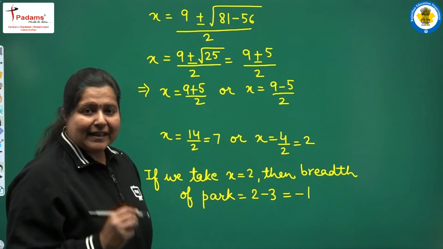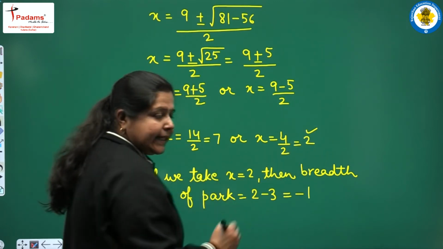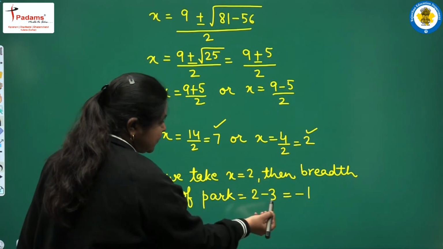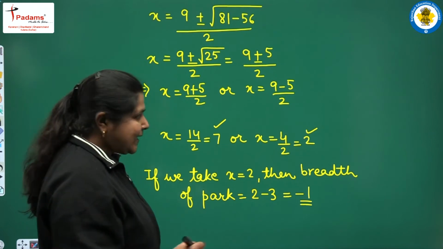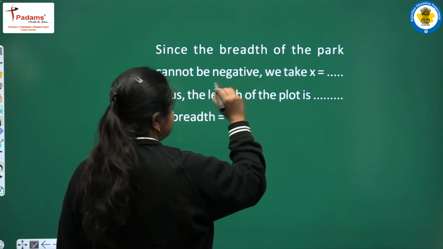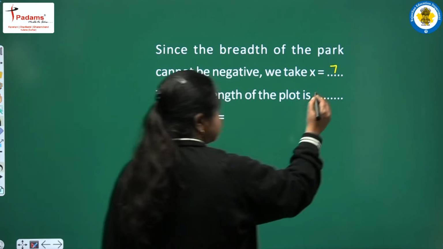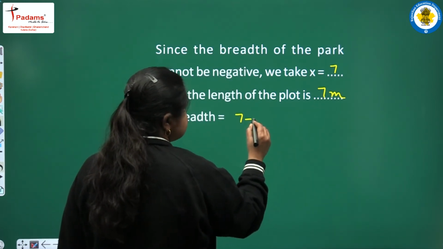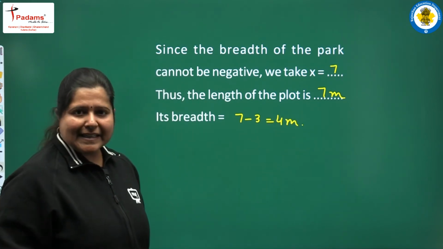But is this possible? Breadth तो नेगेटिव नहीं हो सकती है, तो यहाँ हम x की ये वैल्यू 2 नहीं लेंगे, हम लेंगे x की वैल्यू 7, क्योंकि अगर हम x माइनस 3 करें तो हमें एक नेगेटिव वैल्यू मिल रही है और ये तो ब्रेड्थ है, ब्रेड्थ नेगेटिव नहीं हो सकती, इसलिए we will be taking x equal to 7. So we write here, since the breadth of the park cannot be negative, we take x equal to 7. Thus the length of the plot is 7 meters and its breadth is 7 minus 3 equal to 4 meters. Getting the point here?